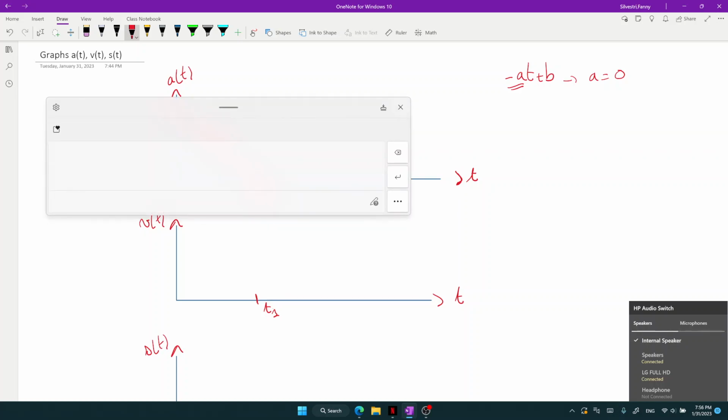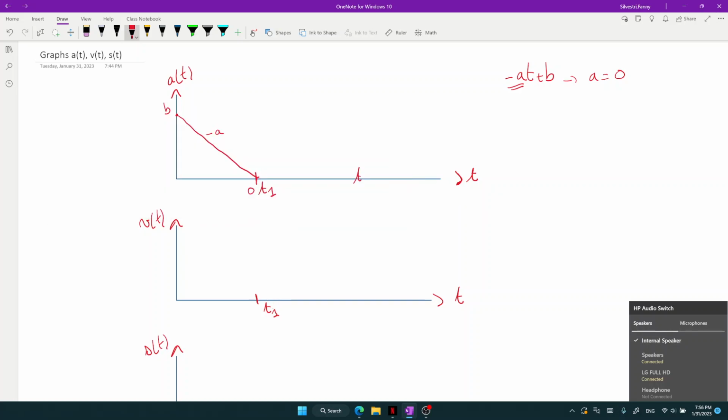The second segment, we know that from t1 to t2 the acceleration is 0, because the velocity is constant. And from t2 to t3, we learn that the acceleration is negative. Let's call that minus c. So that's the graph that we have for the acceleration.